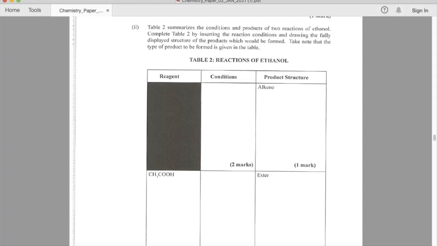So the type of product is an alkene, we would have to be specific and draw the actual fully displayed structure of the product that is formed. Now, to really do this, it's good to have an appreciation of what ethanol looks like. CH3, CH2, and I like putting on my OH group. I like to give it in red. It highlights it.